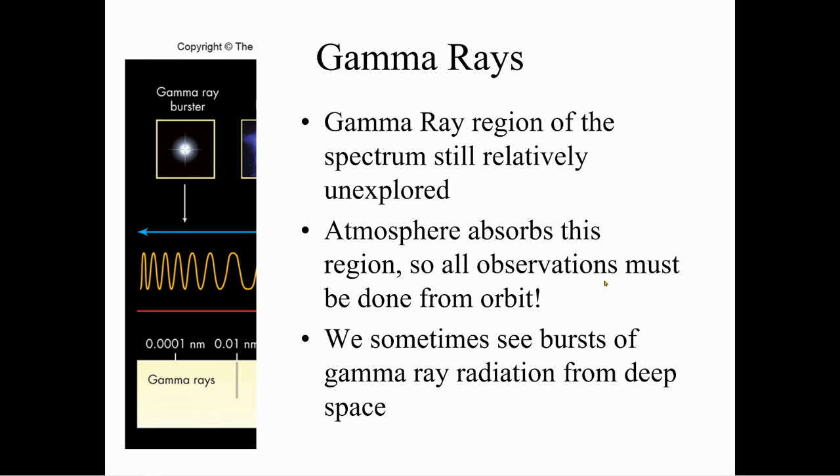Gamma rays. At this point, we don't know a lot about the gamma ray area out in the universe, and it's simply because the Earth's atmosphere absorbs gamma rays. So we can't study gamma rays from Earth. We have to be out in orbit, whether you're on the space station or it's done with a telescope that's out there. So the gamma ray region of the spectrum is still relatively unexplored. The atmosphere absorbs this region, so all observations must be done from orbit or from space. We sometimes see bursts of gamma ray radiation from deep space.